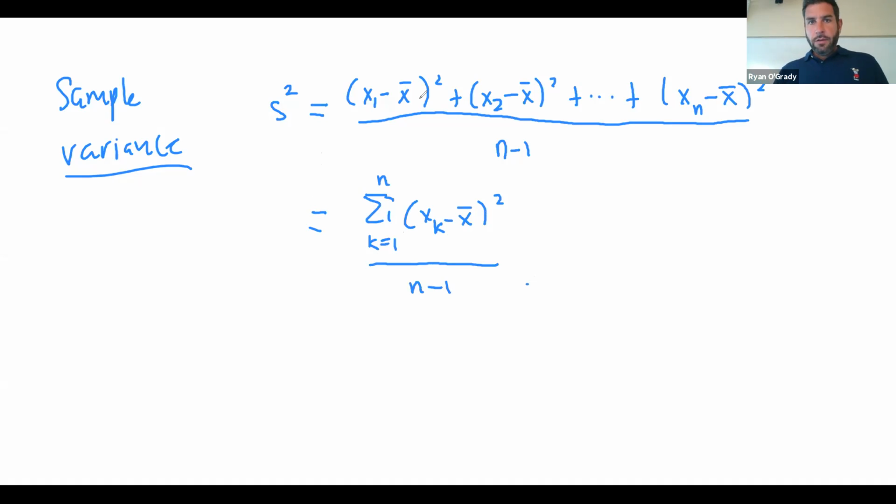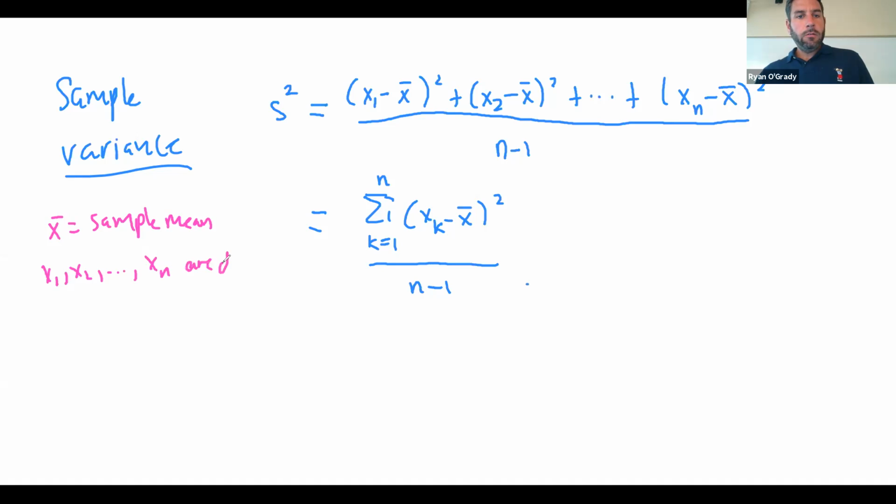So what do these values mean again? Well, remember, X bar is the sample mean. Of course, X1, X2, all the way out to X sub n are the data. And then n equals the sample size.